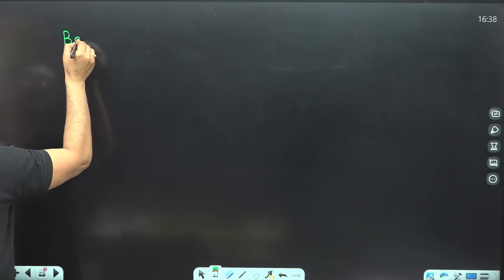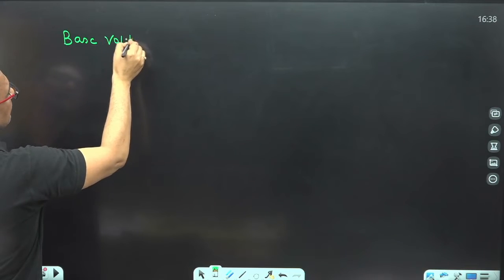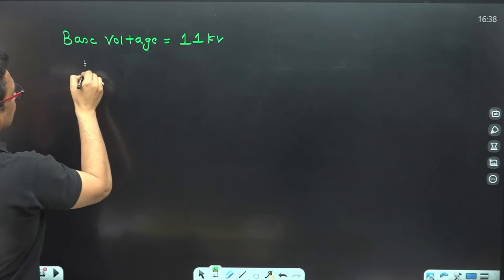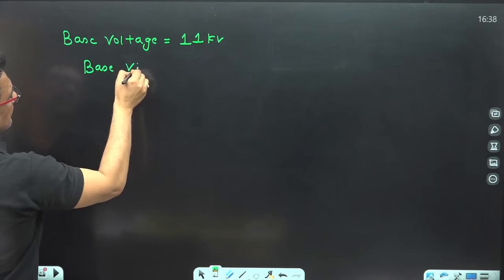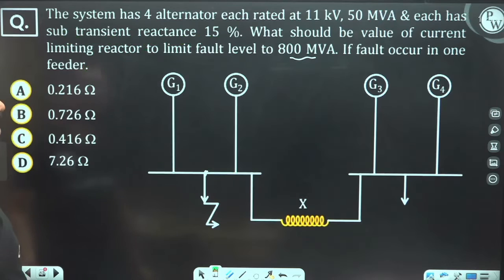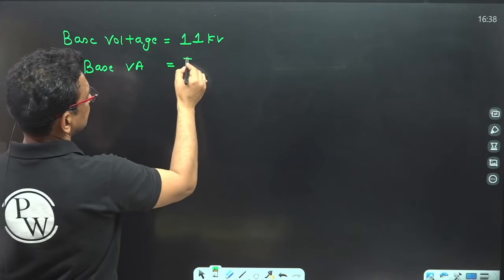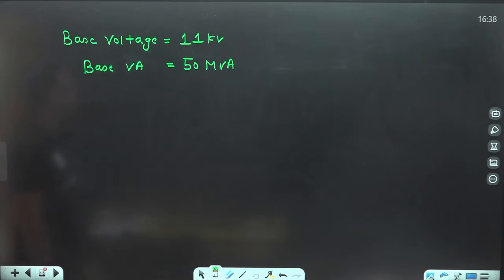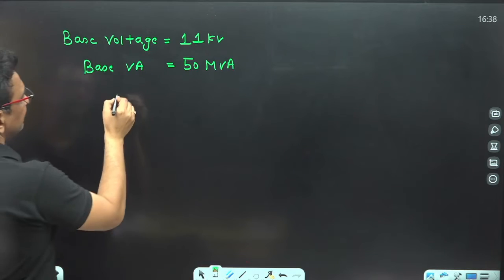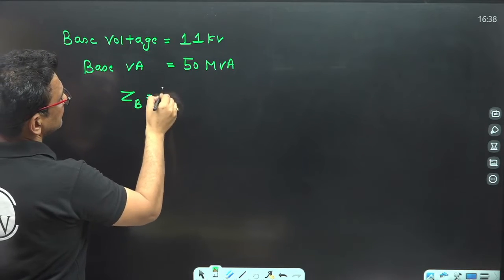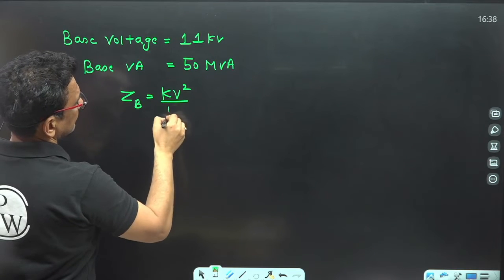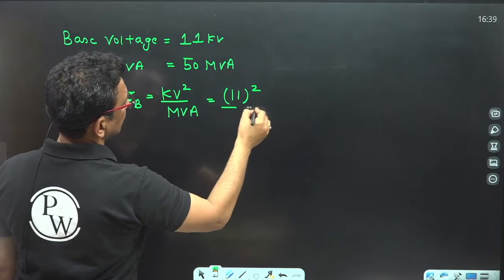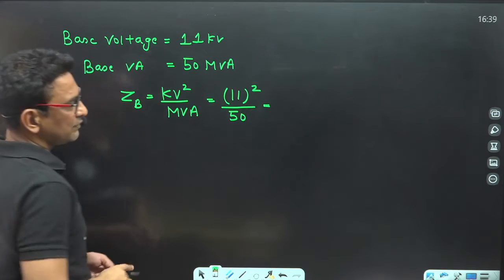So base voltage 11 kV and base volt ampere is 50 MVA. Clear? From this we can find the base impedance, kV square upon MVA. So 11 square divided by 50, 121 divided by 50.